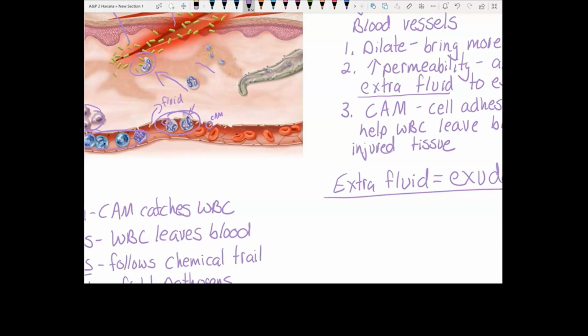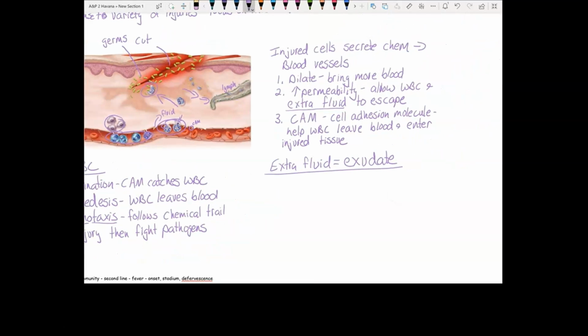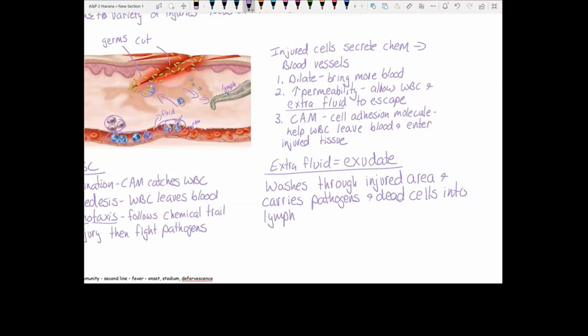This part is a picture showing us what exudate does. It washes through the injured area, takes those germs, the dead white blood cells, and it washes it all into your lymph. Remember, you have lymphatic capillaries where you have blood capillaries. So you're getting all this mess from the injury washed into your lymph.